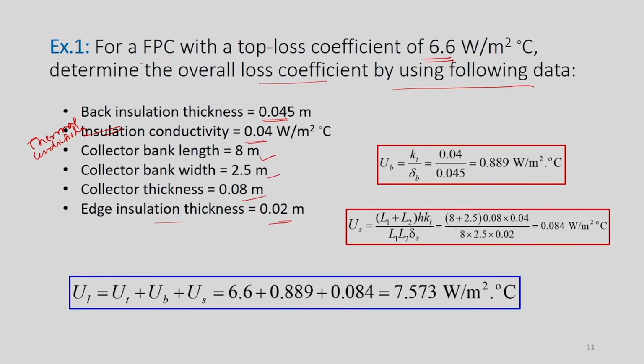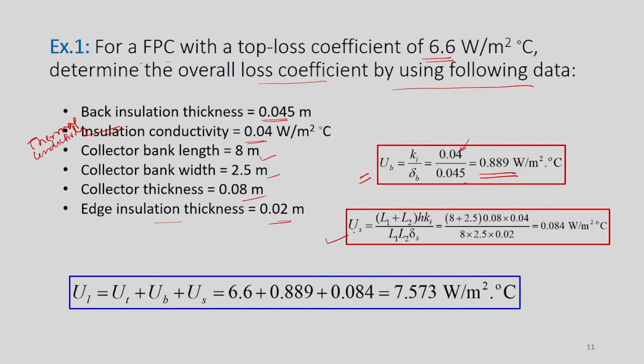Okay. So, how can we calculate this UB? We already have the information: UB is nothing but Ki by del B. So, straight away you can substitute the values of the thermal conductivity of the insulation. This is 0.04 and the thickness is 0.045, and then we get UB. UB is nothing but 0.889 watt per meter square per degree Celsius, right.